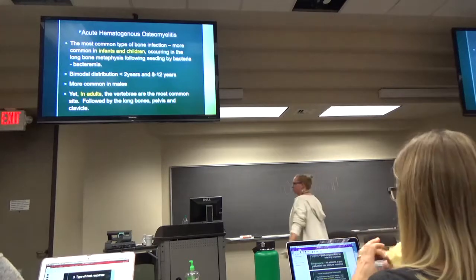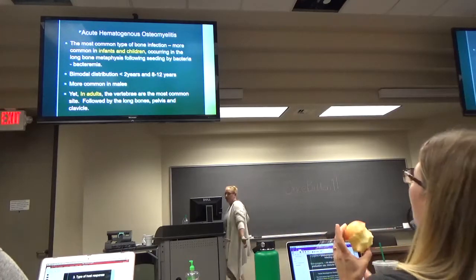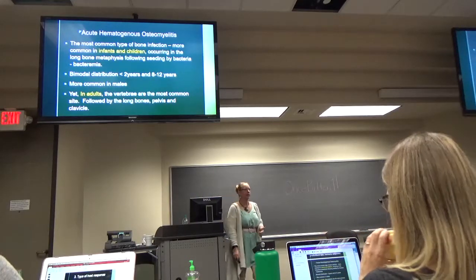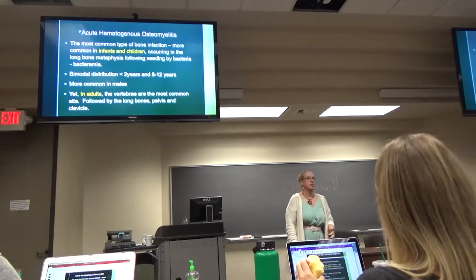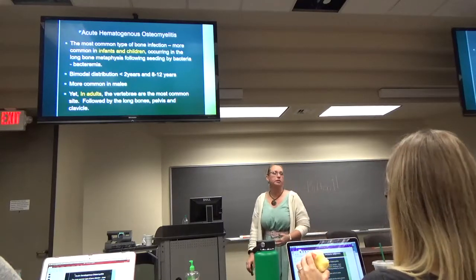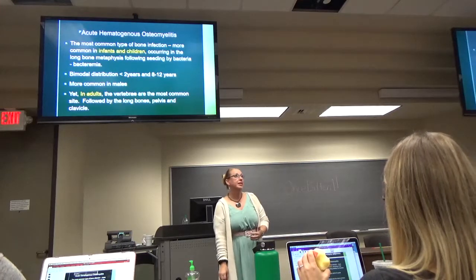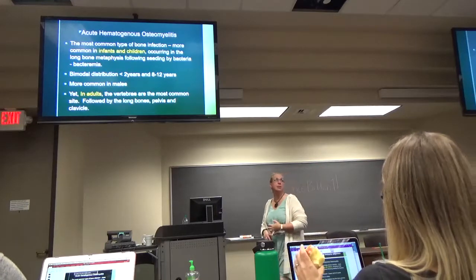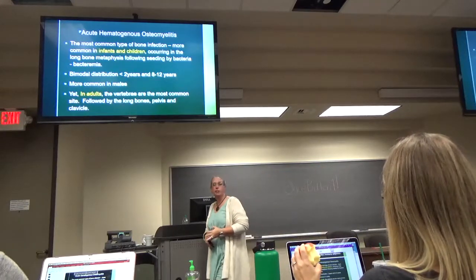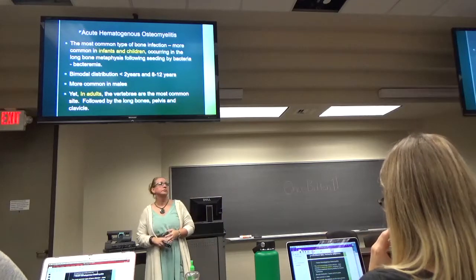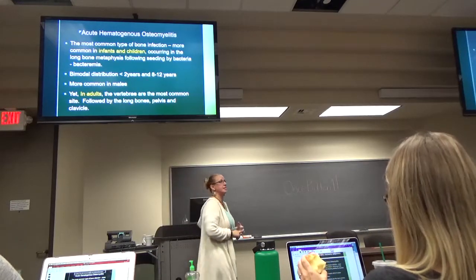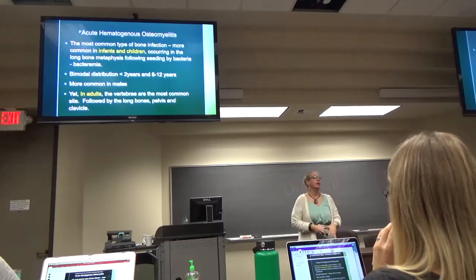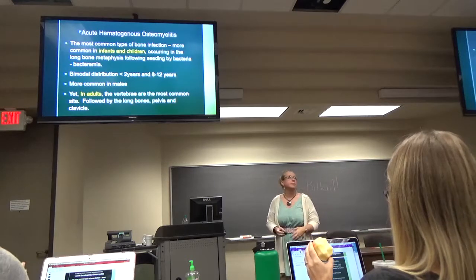So we've got the terms now. So again, the diagnosis: acute hematogenous osteomyelitis. This means acute, less than 2 weeks. Hematogenous, it was from within the body, being the blood. And osteomyelitis, the infection is bone. So, the most common type of bone infection is more common in infants and children. It occurs in the long bones following the seeding by the bacteria itself, meaning it got into their bloodstream.